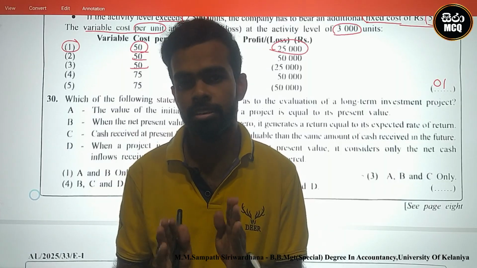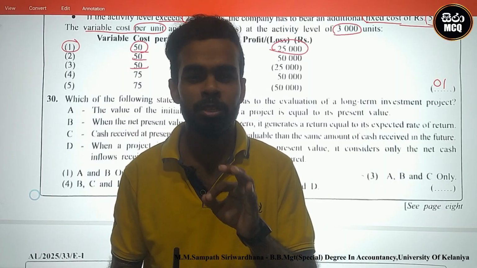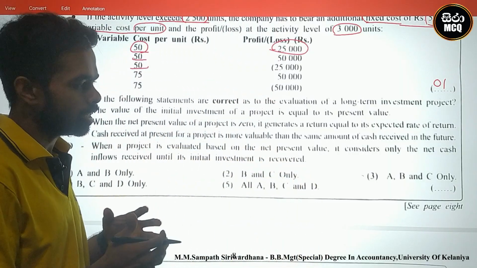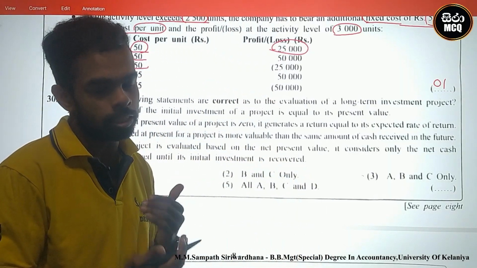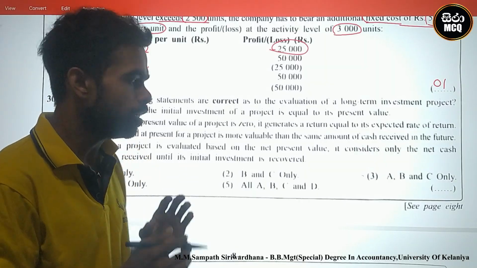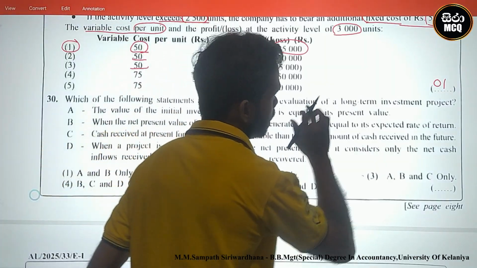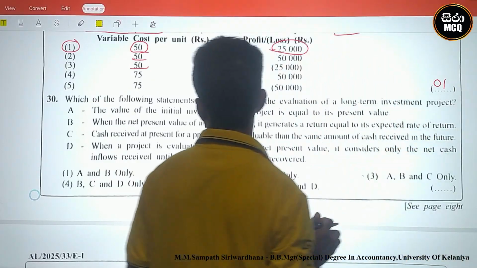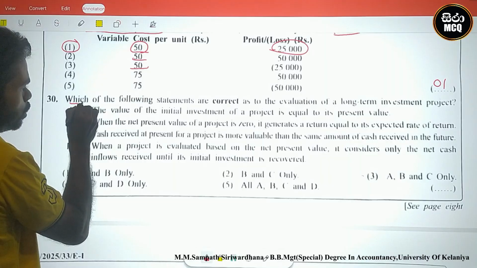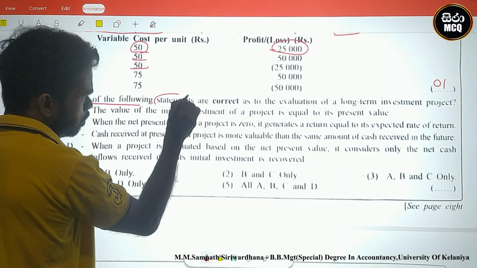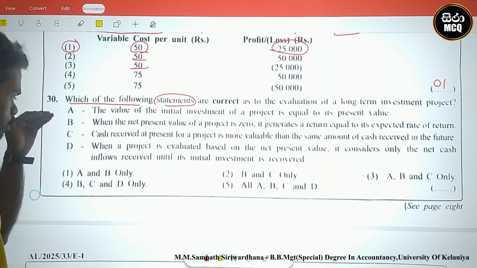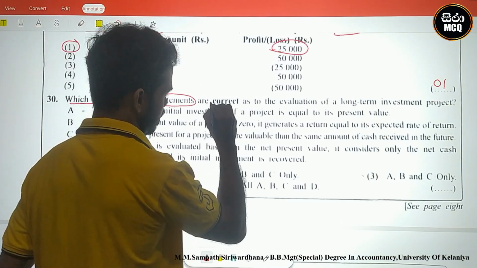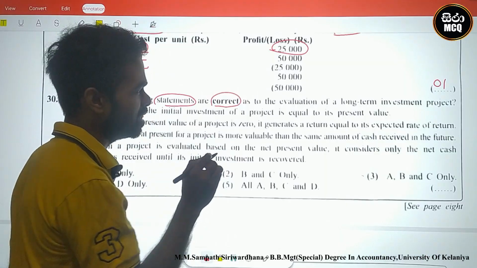Today we discuss the Advanced Level A-level accounting paper 2025, question number 30. Look here, question number 30 is related to long-term investment. This is the theory part. What is the requirement? They request: which of the following statements are correct? There are 4 statements there. We find the correct statements.